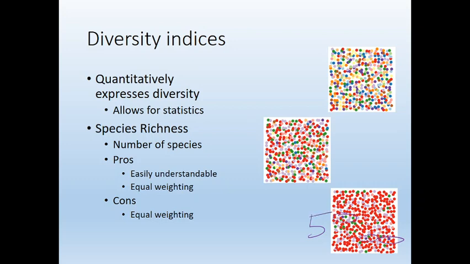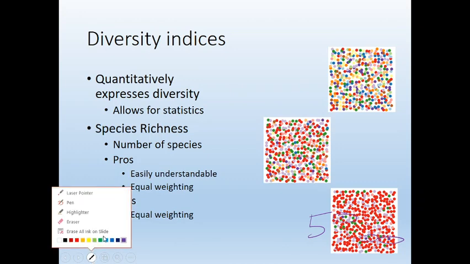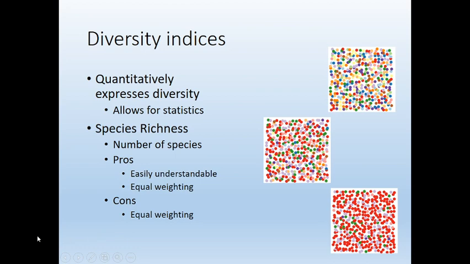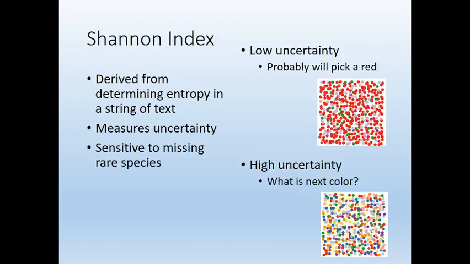But what that does is it equates that red to that purple, which is really not fair to do, because unless those purple things are elephants or something, they're not going to have a huge impact on the community. Whereas obviously in this community, the reds are probably going to have a bigger impact. So species richness is okay, but it has that equal weighting problem. How do we get around this? Well, we can use different indices.